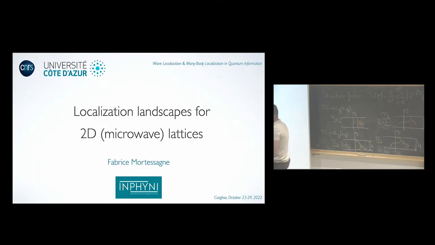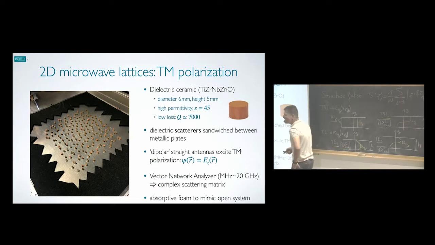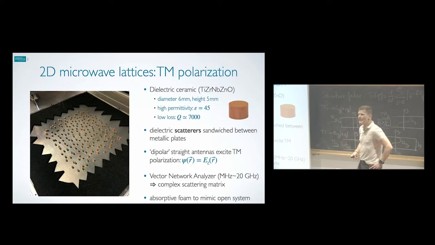So let's start with the experiment. The main ingredient in the experiment I drive in Nice is these centimeter size dielectric cylinders. I don't even try to pronounce the name of the material, but it's written here. The interest for us is that this material has a very high permittivity, up to 45. It means an optical index higher than 6, and reasonably low loss.